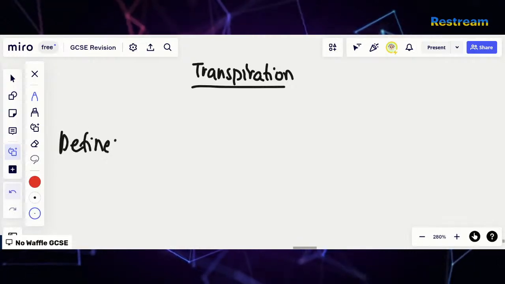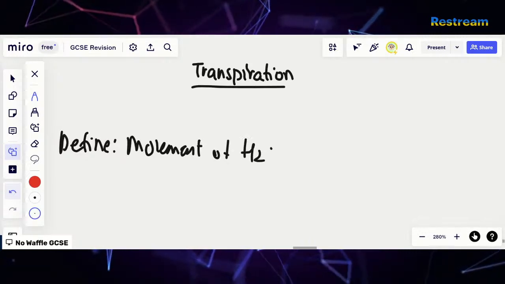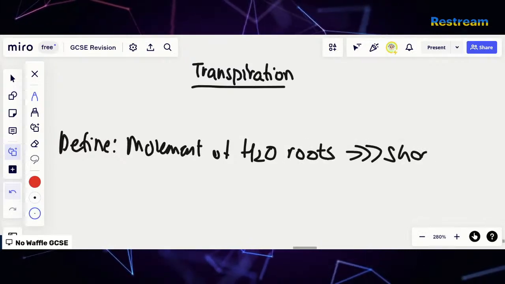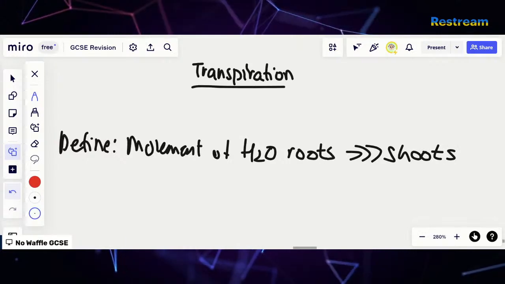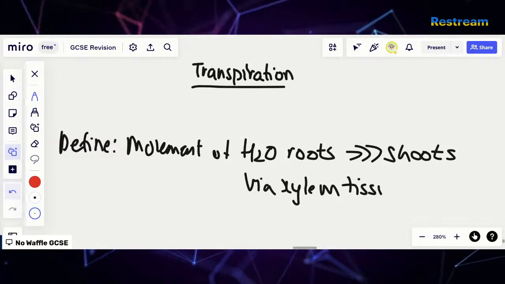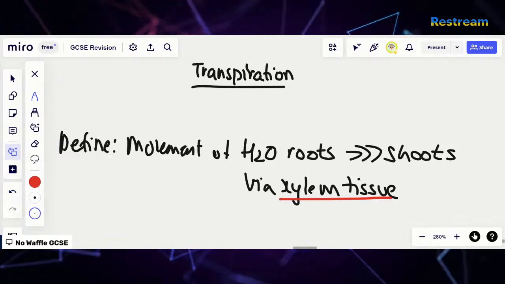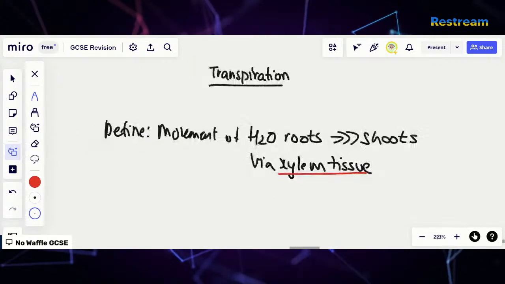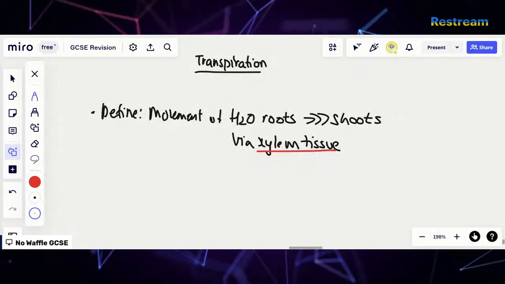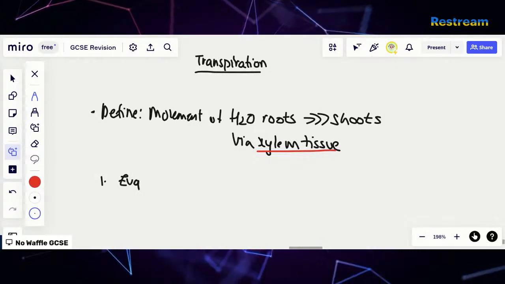So in terms of defining it, transpiration is the movement of water from the roots to the shoots via the xylem tissue. It's key that you mention this part, via the xylem tissue. Okay? So transpiration is the movement of water from roots to the shoots via the xylem tissue.